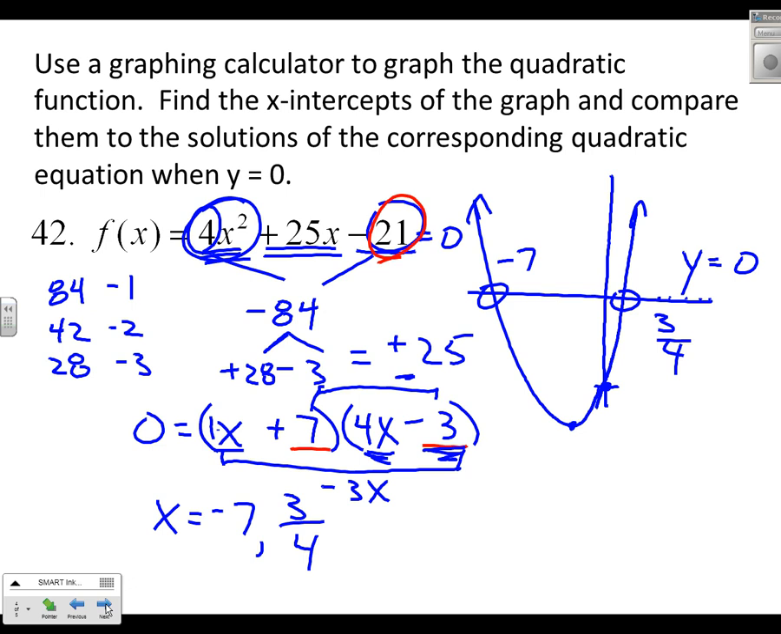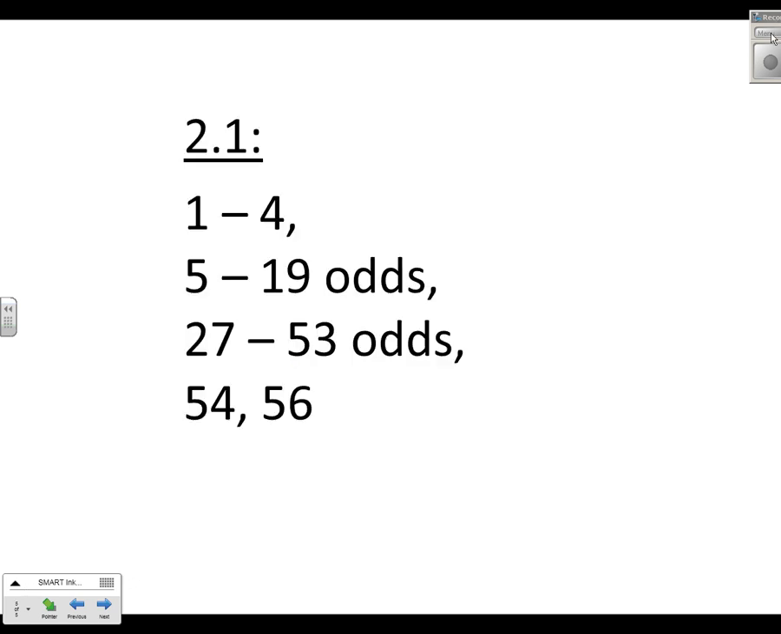So there you go, quadratics. Hope that's helpful. Stay tuned. Again, if you're having trouble factoring the quadratics, then I do have a video on that. You can search that at my website.